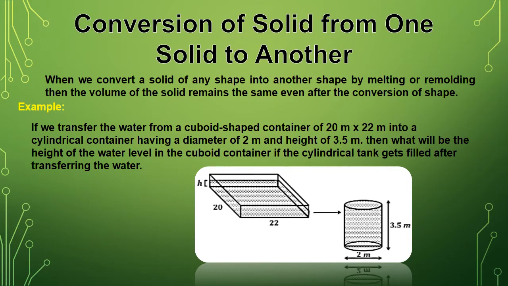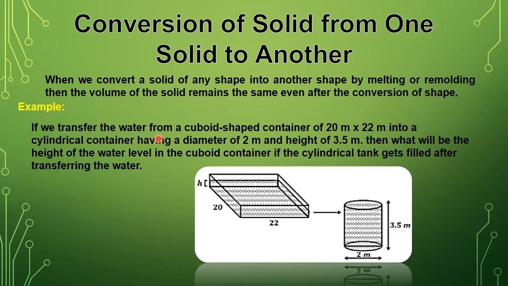Now the next topic in this chapter, which is the last topic, is conversion of a solid from one solid to another. If we want to convert a solid from one shape to another shape by melting or by remolding, the volume remains the same after conversion. So here you can see one example.